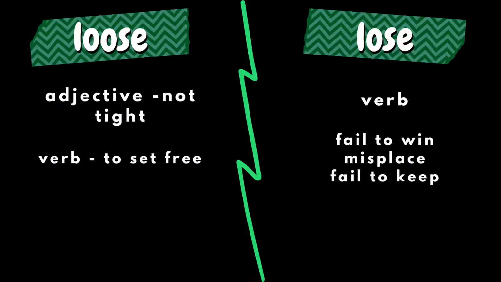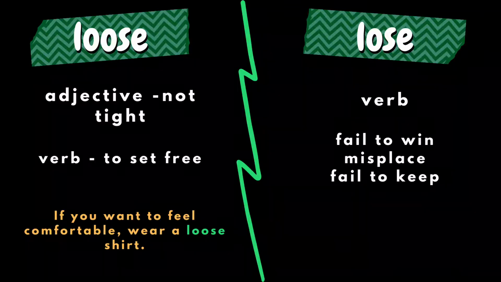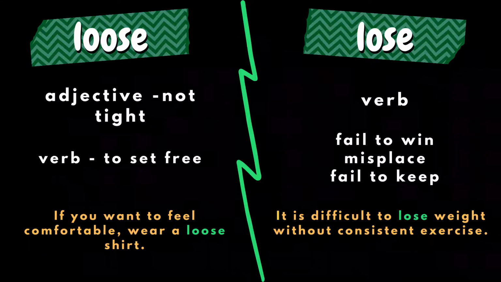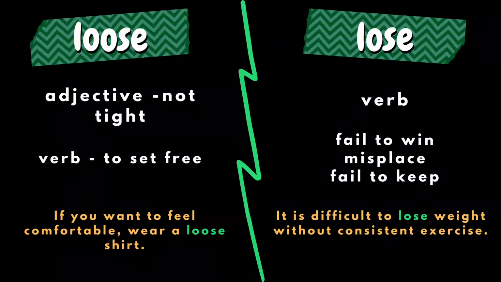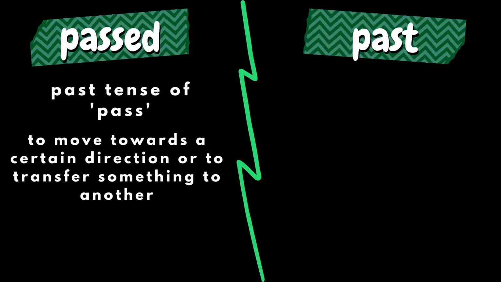Observe these examples. If you want to feel comfortable, wear a loose shirt. It is difficult to lose weight without consistent exercise. The third pair is passed and past. The first word is the past tense form of the verb pass, which means to move towards a certain direction or to transfer something to another.